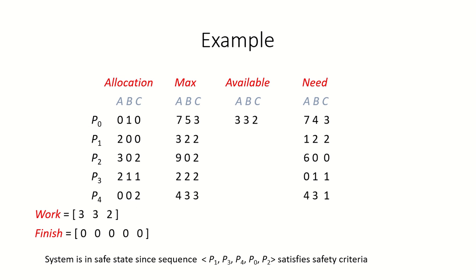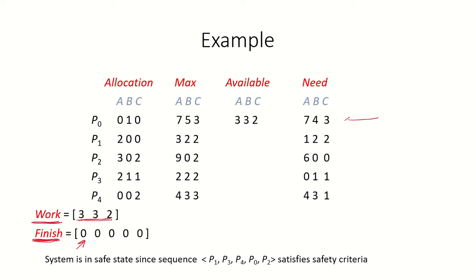So now let's see whether we can find a safe sequence or not. So initialize the work vector to be equal to the available vector, which is 3 3 2, and finish is initialized to false because all the processes are currently pending and no process is complete. Now we have to find an i such that finish is false and its need is less than the available. So we will start with i equal to 0.